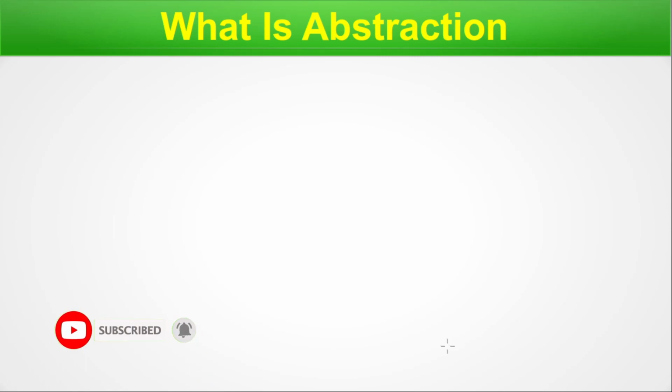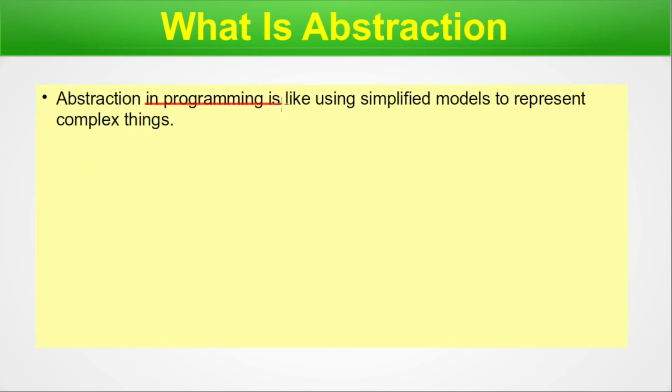Now we will go further and learn about abstraction. This is another very important concept in object-oriented programming, and let us start. Abstraction in programming is like simplifying models to represent complex things. As I have said, object-oriented programming from birth is designed to deal with complex objects. But abstraction is something that will make things much simpler.